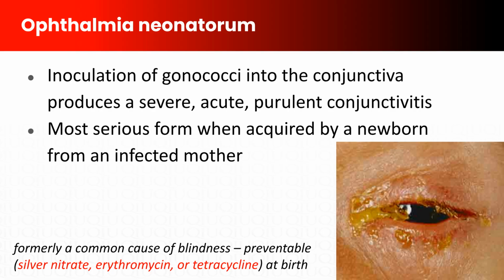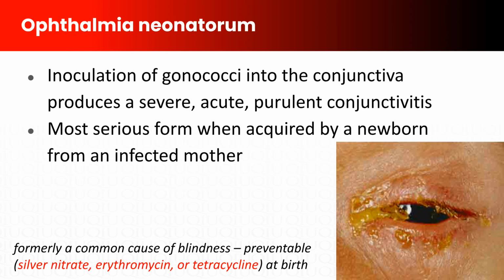The infection typically manifests within 2 to 5 days after birth. The affected eye or eyes become extremely inflamed with profuse, purulent discharge. The eyelids swell, and the conjunctiva becomes intensely red. Without treatment, the infection can rapidly progress to involve the cornea, potentially causing corneal perforation and permanent blindness.